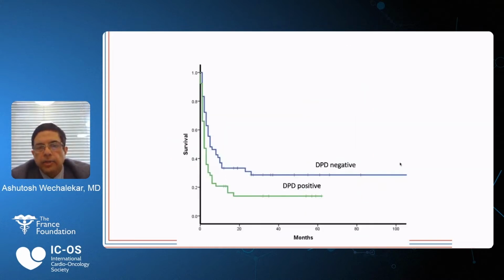In AL amyloidosis, DPD appears to be prognostic. Patients who have DPD positivity have much poorer outcomes than patients who are DPD negative. We don't understand the mechanism of DPD uptake.